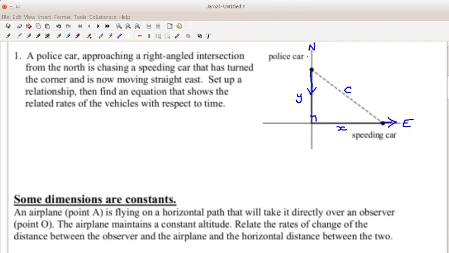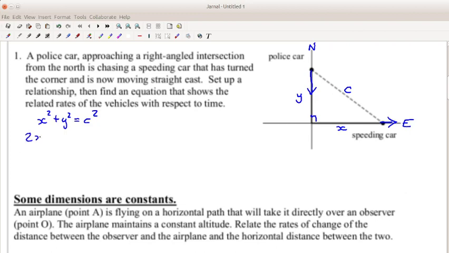So we know that as the police car gets closer to the intersection, that would decrease the distance between the two cars, which is c. But as the car speeds away from the intersection, that's again going to increase the distance between them, which is c. So again, this is the Pythagorean theorem: x squared plus y squared equals c squared. Everything's moving, so these are all variables with respect to t. So I'm going to take the derivative again with respect to t.